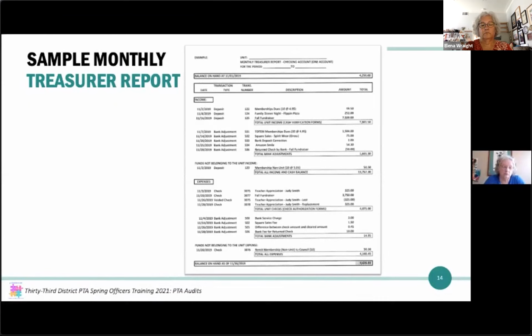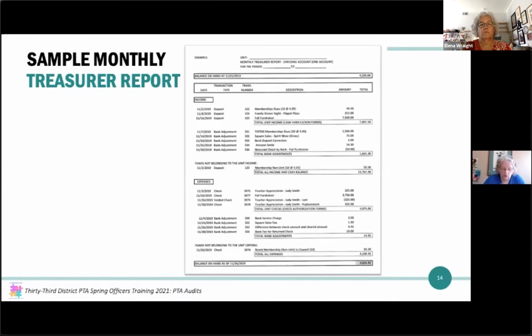As I said earlier, units don't quite know the difference sometimes between treasury reports and bank reconciliations. Those are two entirely different reports. Sometimes they try to combine the treasury report with the bank reconciliation, so they won't report a check on the treasury report until it's cleared the bank, and that's not correct. The treasury report is to report disbursements and income as they occur, regardless of the bank.